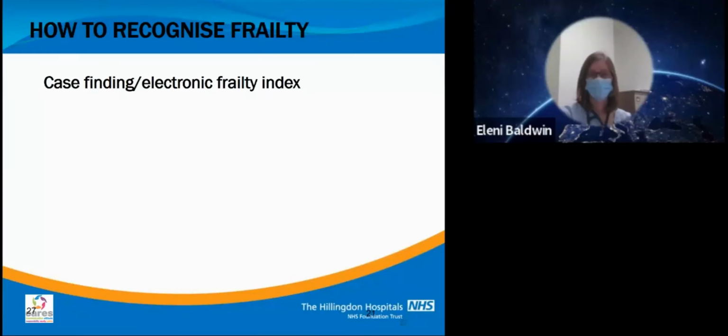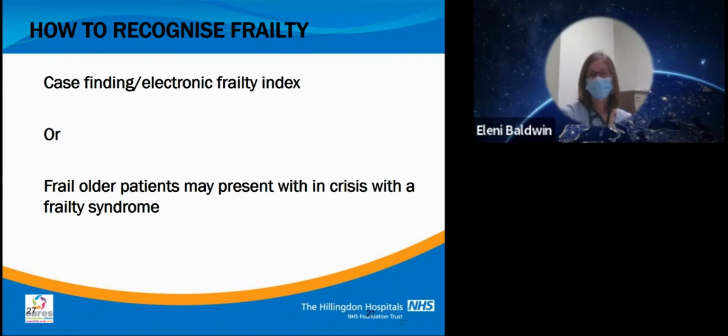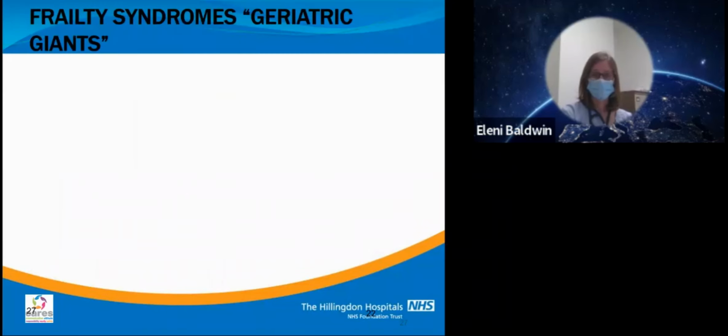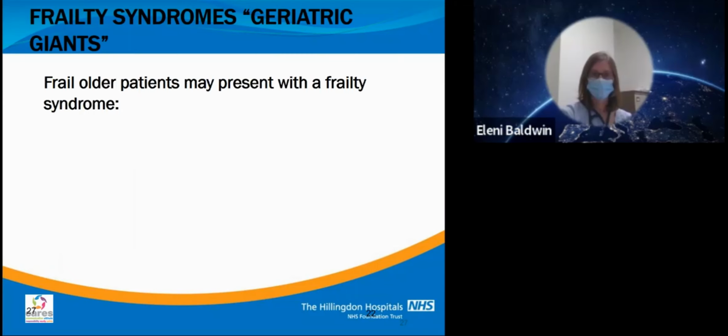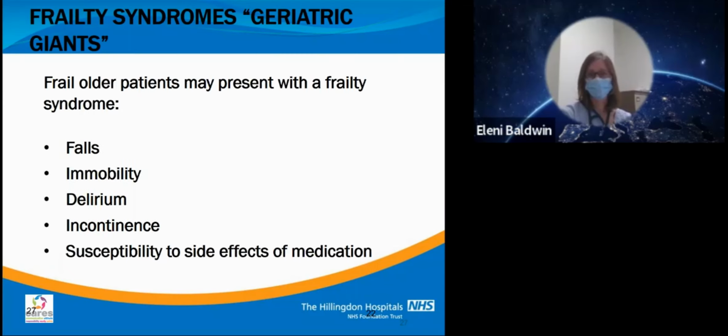So how do we recognize frailty? We either go looking for it, so we case find using maybe the electronic frailty index, or older patients are presenting in crisis. And we talk very much about frailty syndromes, and it's what we screen for in hospital. If you have an old-fashioned geriatrician, you might still get them talking about geriatric giants, but we don't call them geriatric giants anymore. We call them a frailty syndrome.